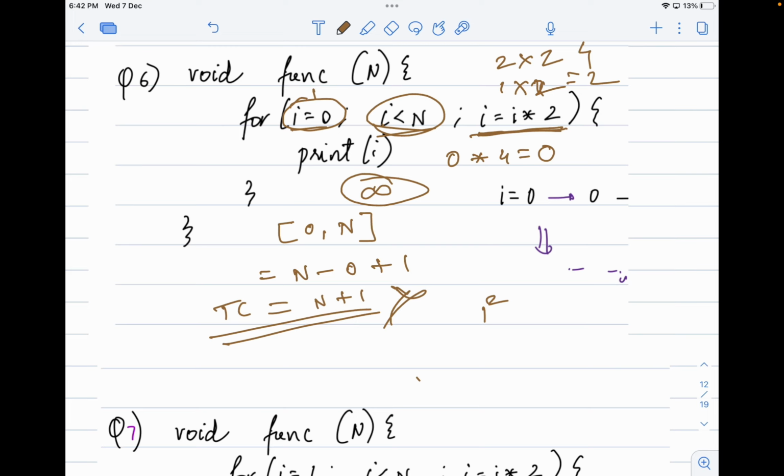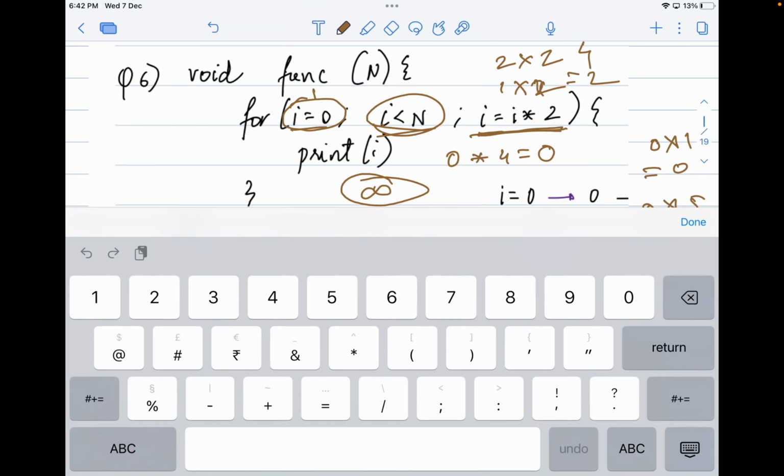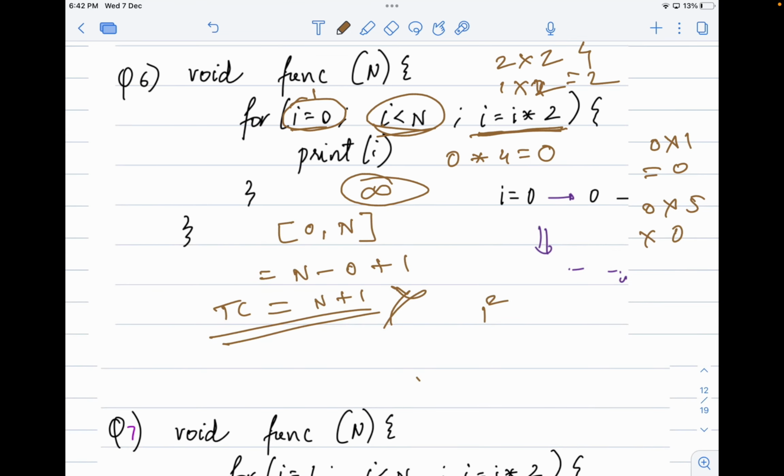You can cross verify in a calculator: 0 into 1 is equal to 0, 0 into 5 is equal to 0. You know that whenever we divide or multiply any number with 0, we always get 0 as the result. So this i will not reach your n, and this will not enter the loop, but this will go till infinity, meaning print of i will print infinity.